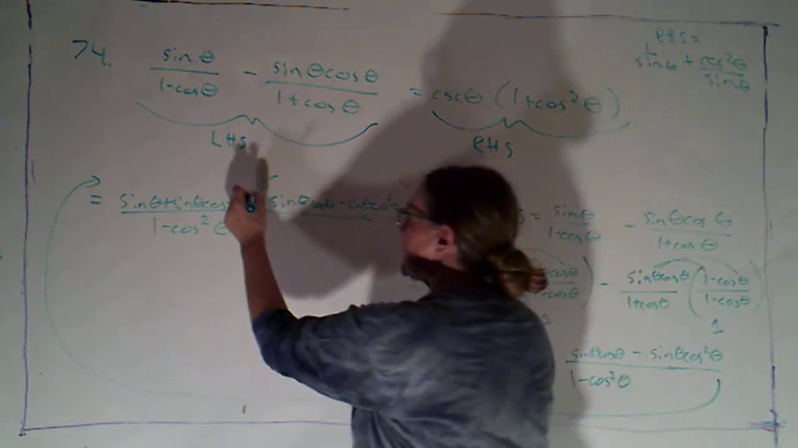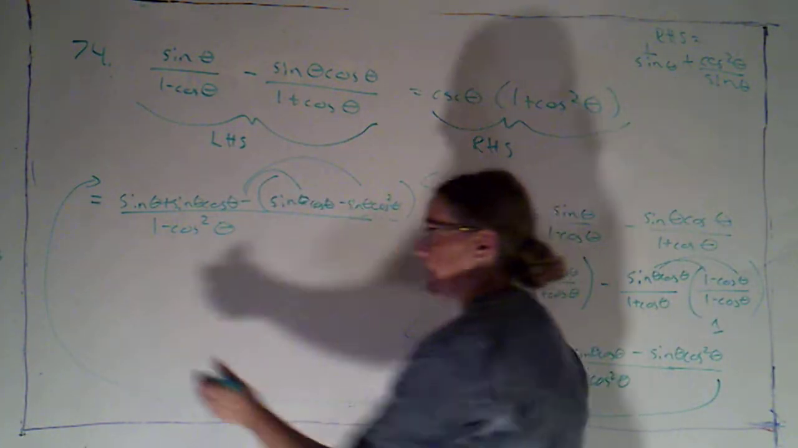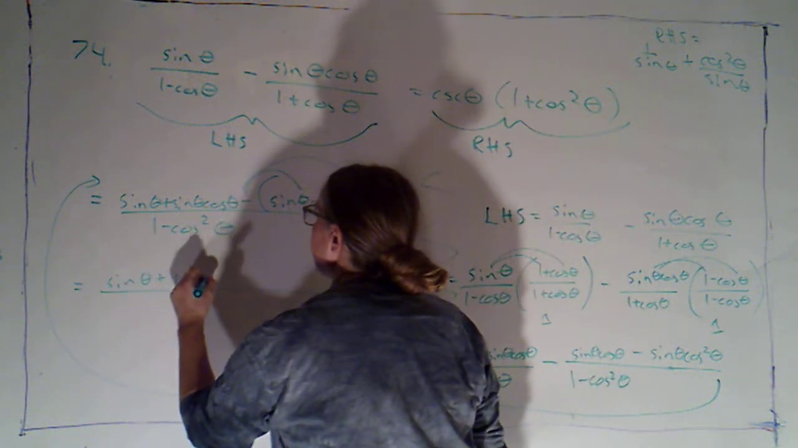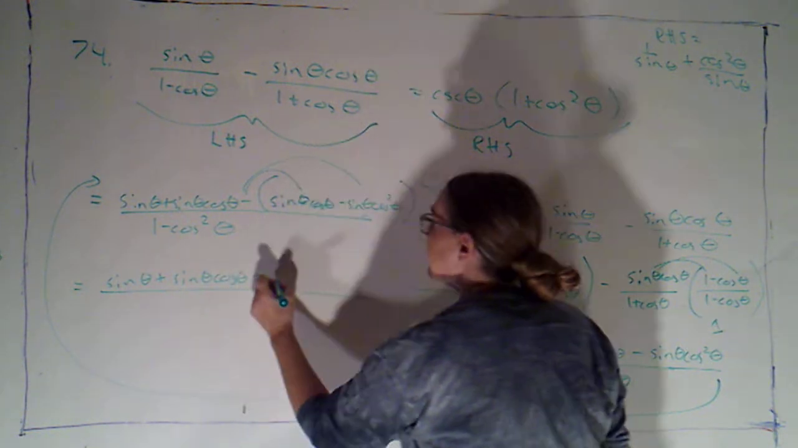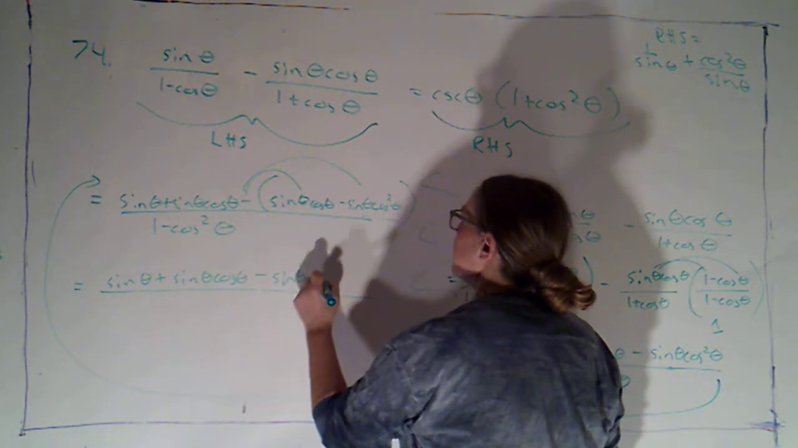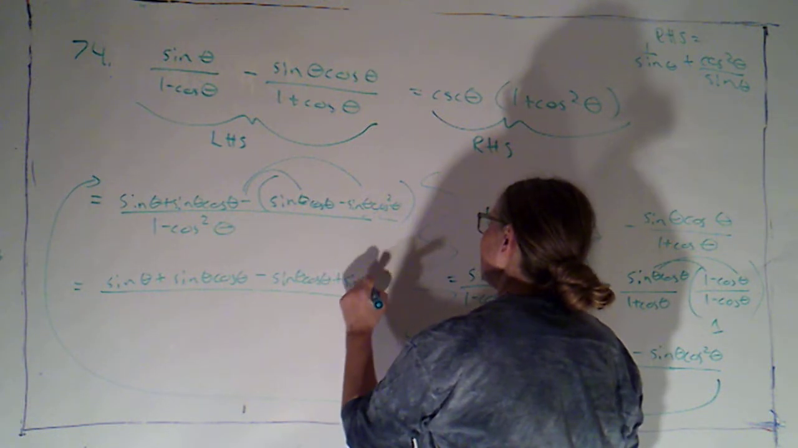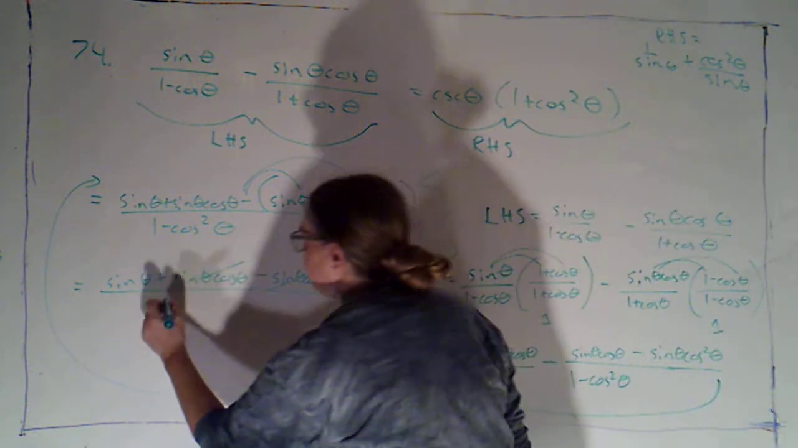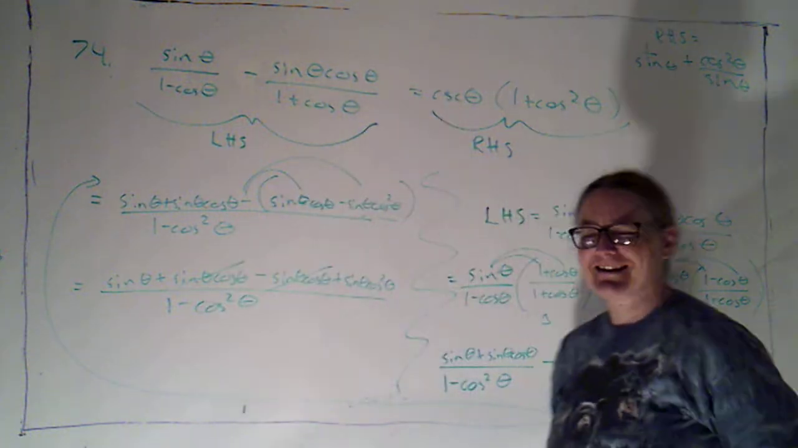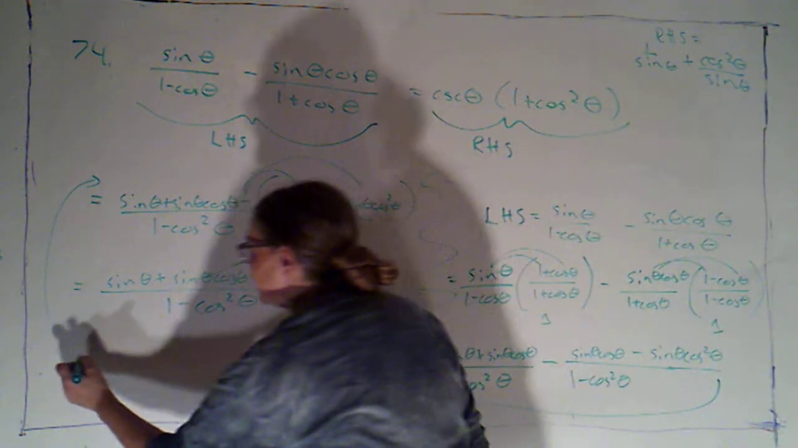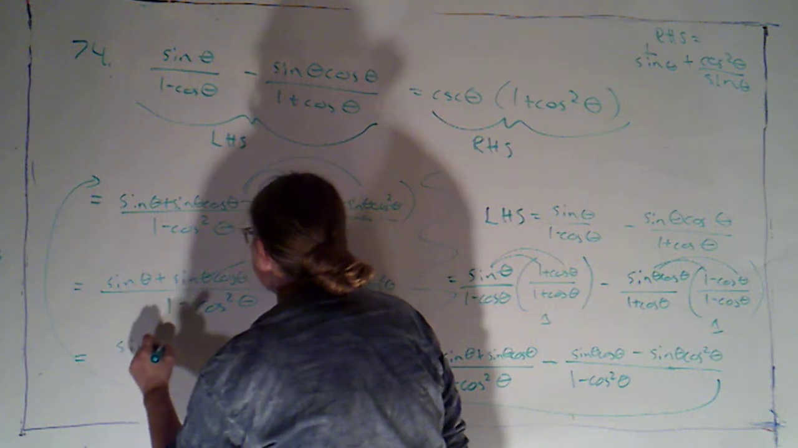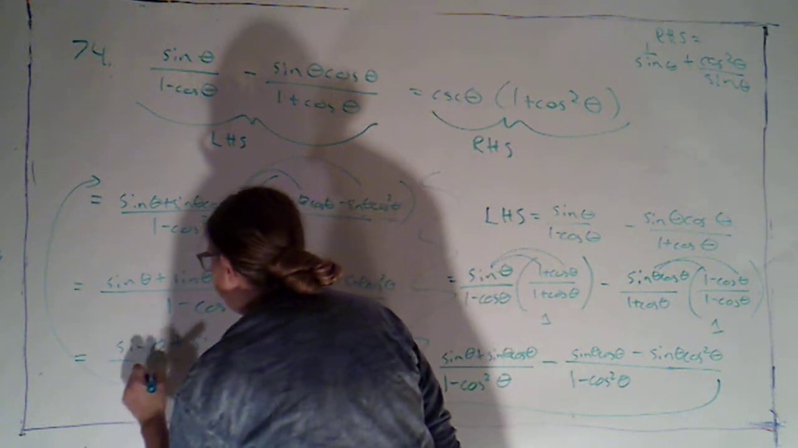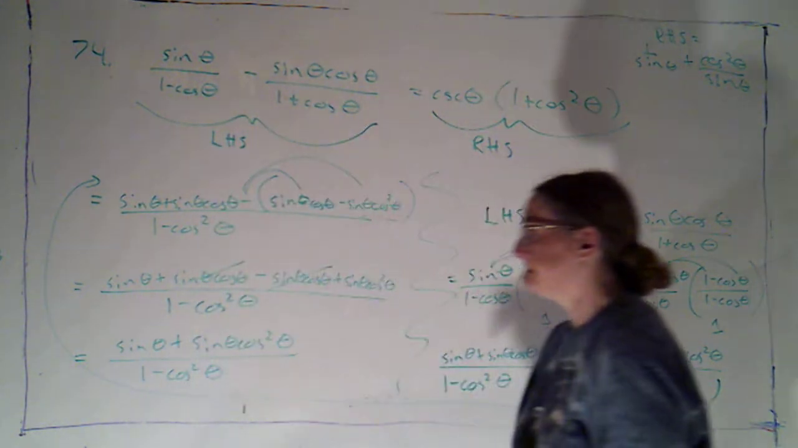So now this negative sign is going to distribute to each piece. So this will be equal to sine theta plus sine theta cosine theta minus sine theta cosine theta plus sine theta cosine squared theta, over 1 minus cosine squared theta. Got to remember to write that denominator. Now, these middle terms cancel, so I've got sine theta plus sine theta cosine squared theta over 1 minus cosine squared theta.